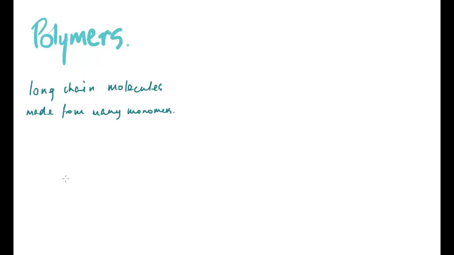There are two flavours of polymers in the A2 specification. They are addition polymers and they are condensation polymers. Addition tends to be the one that people do lower down, sort of year 10, year 11, somewhere like that, of the English system. So addition polymers there. Condensation, we're new to most people, but nothing particularly difficult about condensation polymers at all.